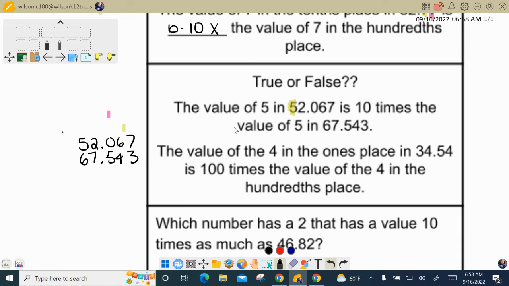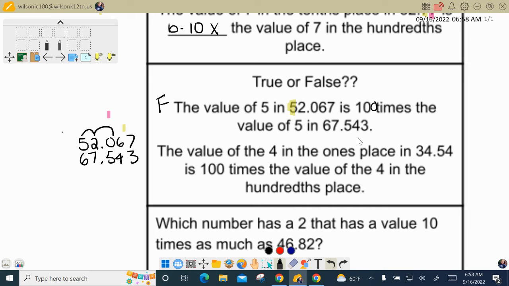So it says the value of the 5 is 10 times the value. Even if I do my hops, I see 1, 2. That would be 2 hops, so it would be 100 times the value. So this one is false. Go ahead and look at the next one.